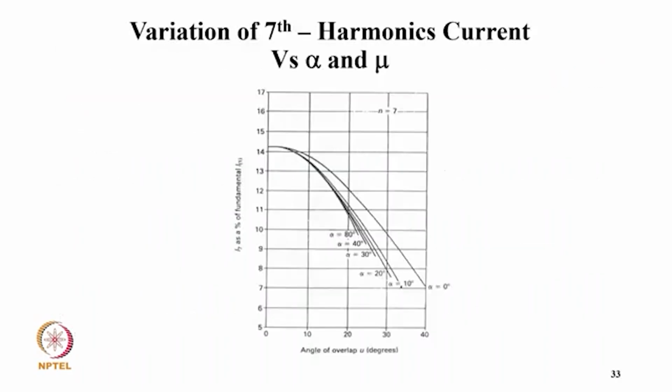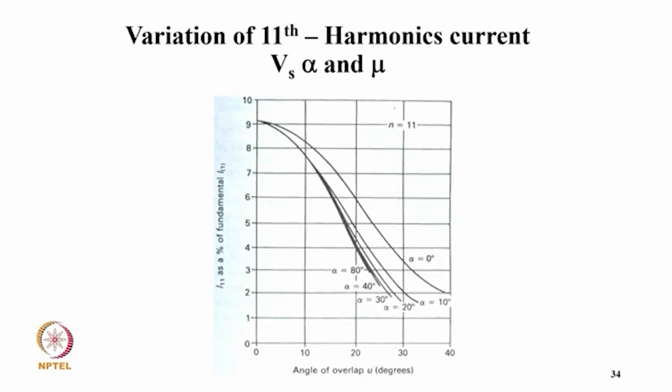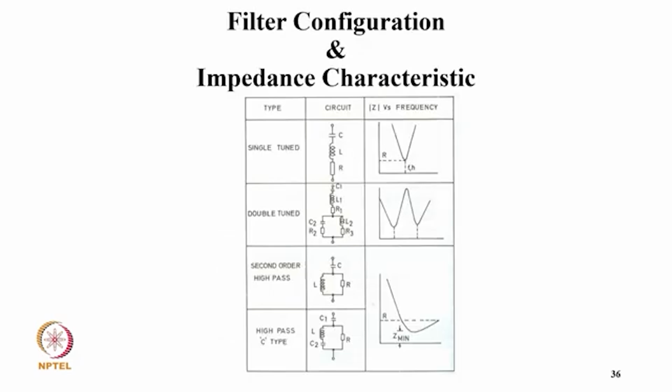And this is typically the angle of overlap with your typically 7th harmonic, and with typically different firing angles. And these are with the 11th harmonic, how this varies with the overlap angle for different firing angles, and 13th.